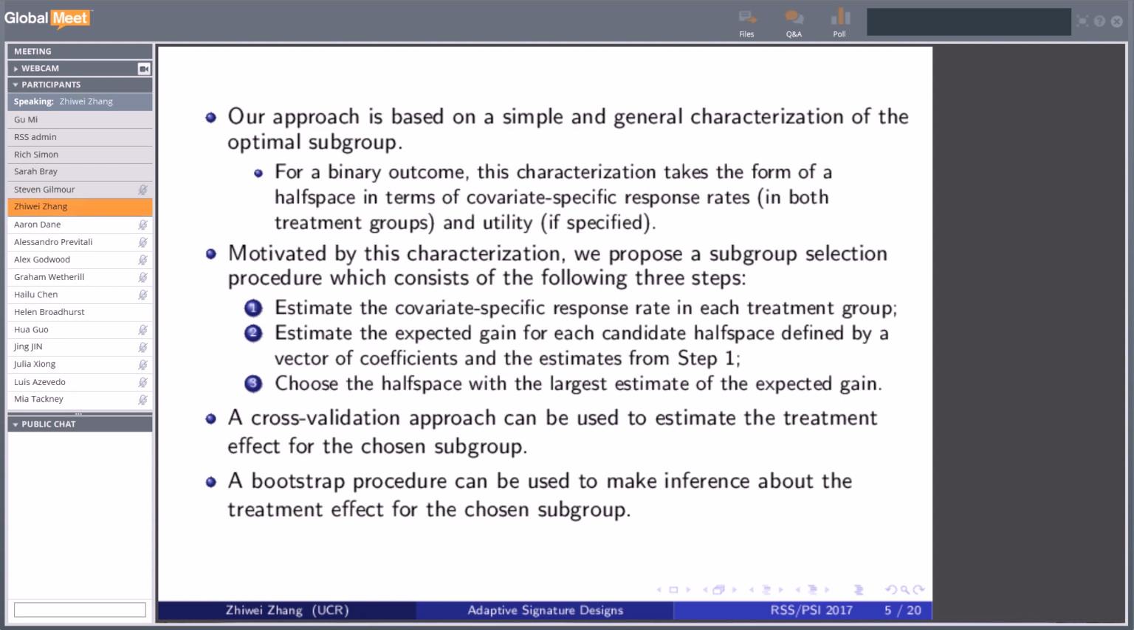In estimating the treatment effect for the chosen subgroup, a cross-validation approach can be used to remove or reduce any selection bias that may have resulted from the subgroup selection process. And a bootstrap procedure can be used to make inference about the treatment effect for the chosen subgroup.